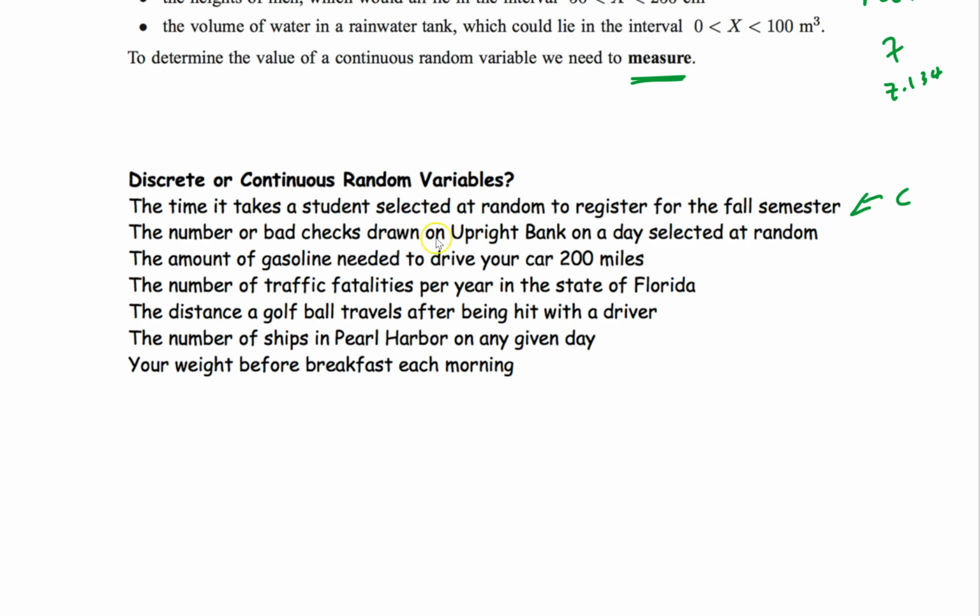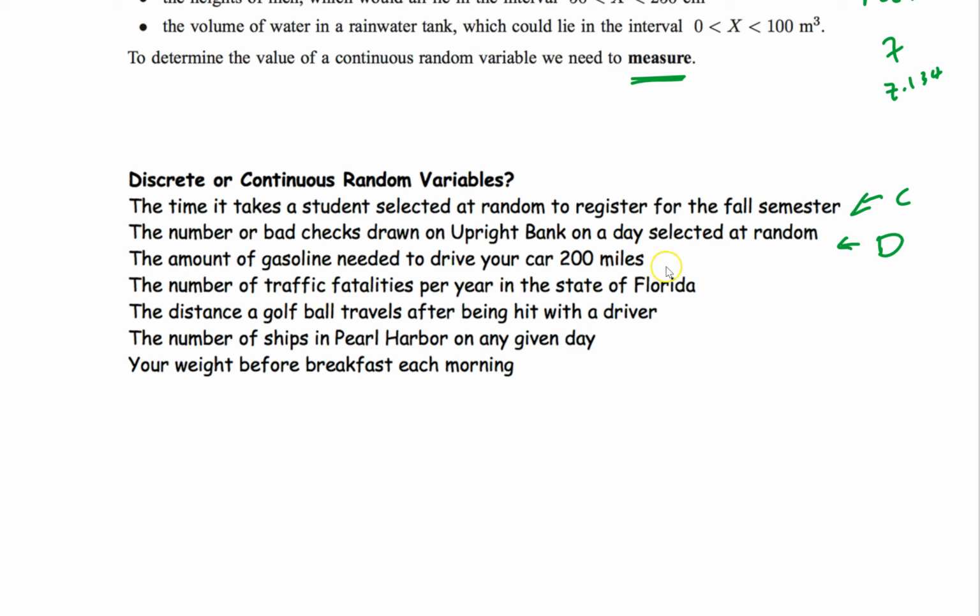The number of bad checks drawn. So how many bad checks do we have? You can't have a partial bad check, right? You either have 2 bad checks or 3. So you count the number of bad checks if you work at the bank. So it's discrete. The amount of gasoline needed to drive a car 200 miles.